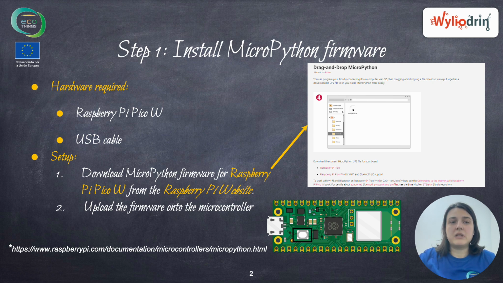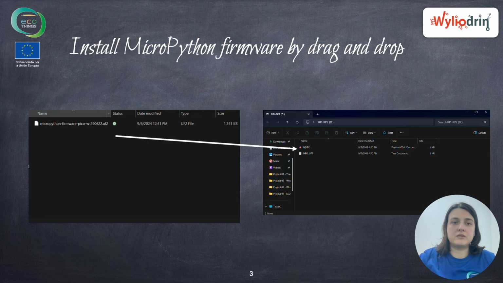Next, you need to upload the firmware onto the microcontroller. For this, you need to connect the device to your computer, and then you will see the device as a new hard drive. You just need to drag and drop the firmware that you downloaded onto the device.